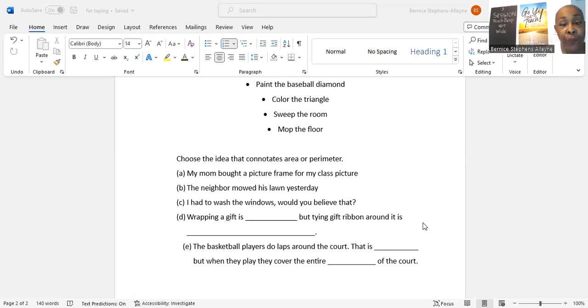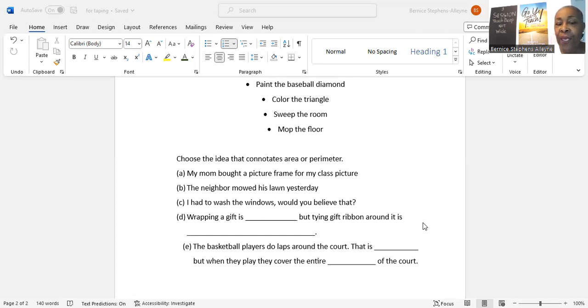When the lawnmower gets a rest, and the bushwhacker, I think that's what you call it, goes around and trims the edges. That's when the perimeter is defined.